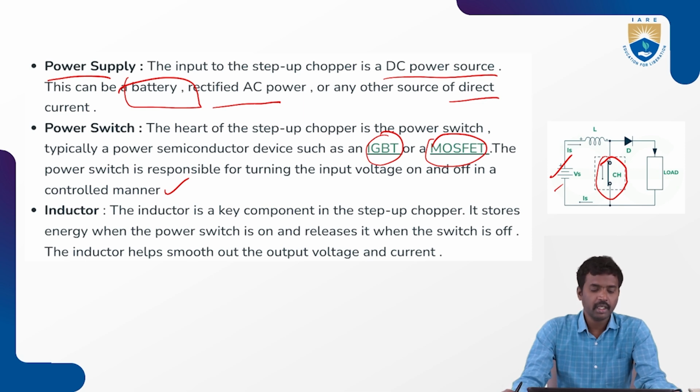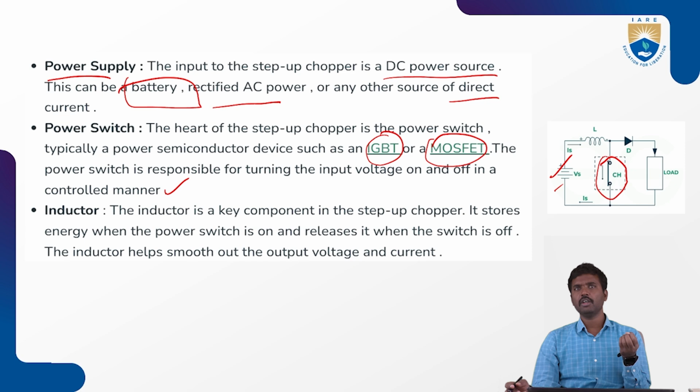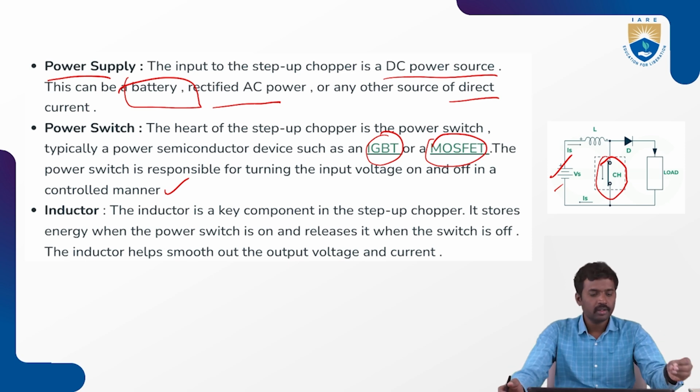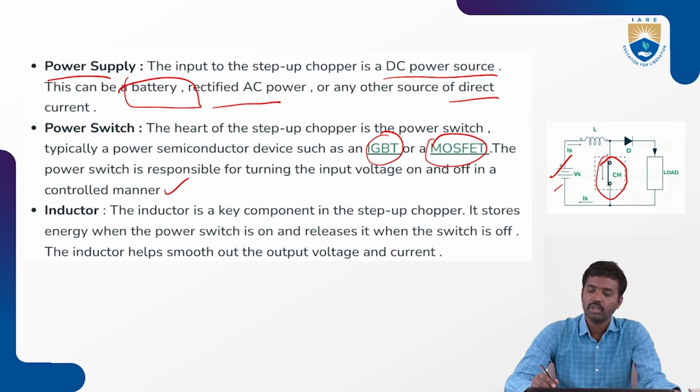Next, what about the inductor? The inductor is also a main component in the step-up chopper. Its main property is that it stores energy in the form of an electromagnetic field. It is a passive element. Now, how is it used in the step-up chopper? When the supply is given and the switch is closed, energy is stored in the inductor. When it is open, it delivers the power to the load, and it comes back to this particular circuit only.